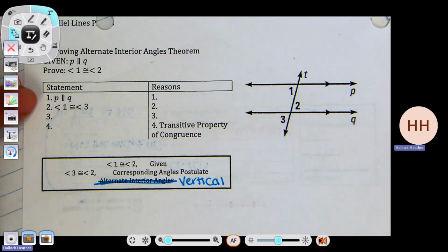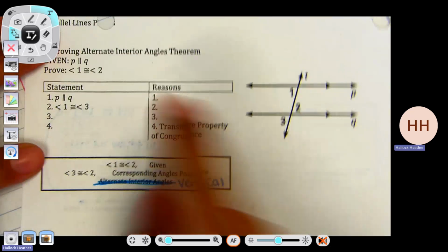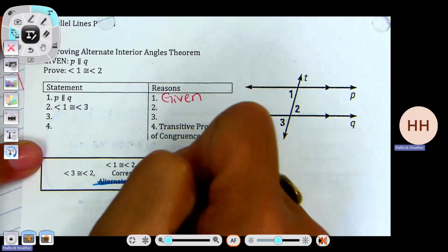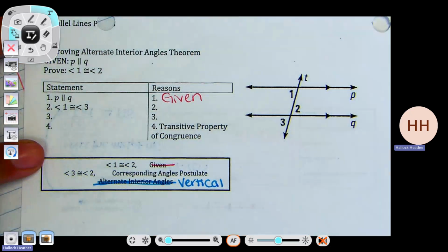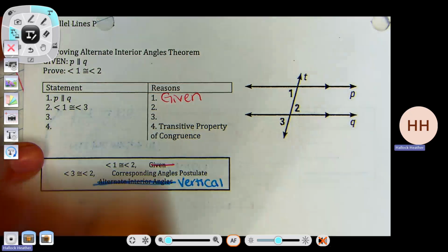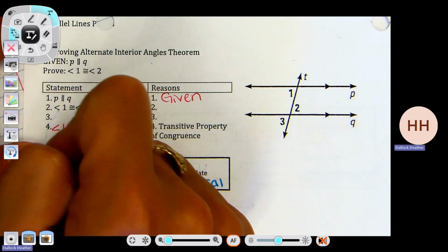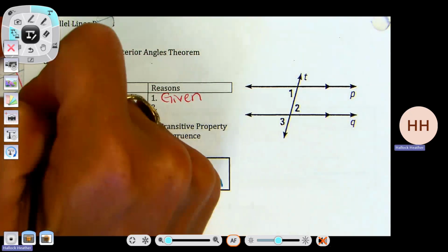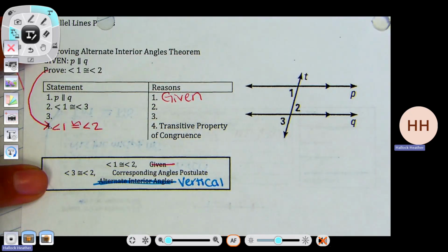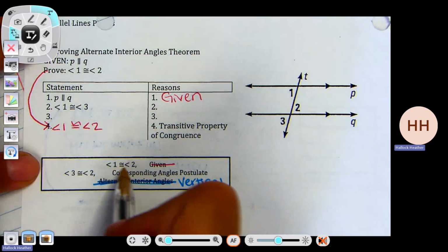Okay, let's talk about it. What's going to be the first reason? Given. Every single time. Given. Nice. Okay. What else could you automatically fill out without even thinking? 1 is congruent to 2. The reason why is because the prove is always going to be down here. The given's always the first one. The prove is always the last one. So now I just got to fill in the in-betweeners.